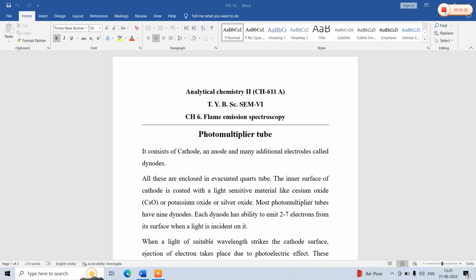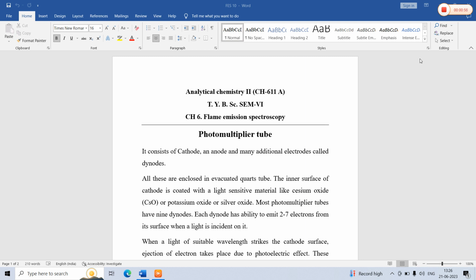Now here we are going to learn about the detector used in flame photometry or flame emission spectroscopy. The detector is the photomultiplier tube, also called a PMT. Only this single detector is used in flame photometry or flame emission spectroscopy. Here the principle, construction and working of the photomultiplier tube are given, and a diagrammatic representation is also given.